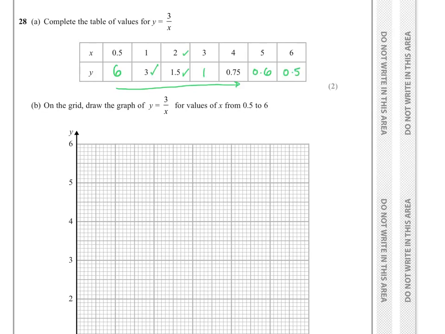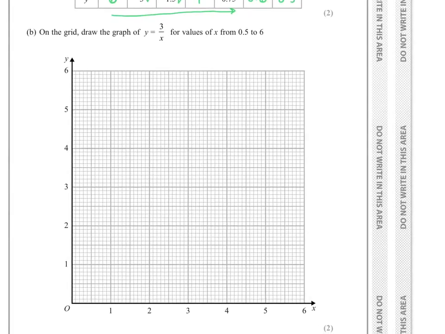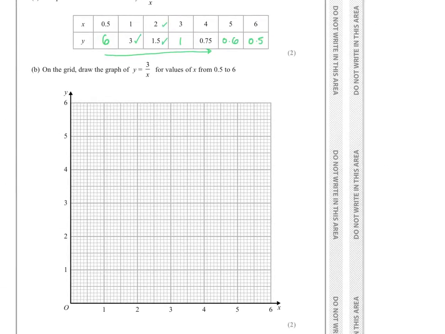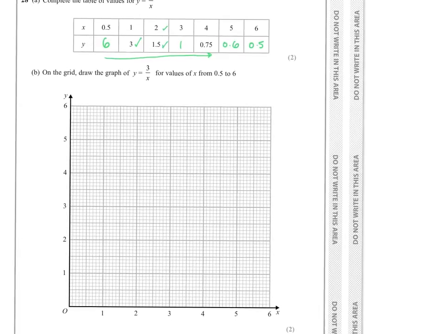Now on the grid, we've got to draw the graph of that function, y equals 3 over x, for values of x from 0.5 to 6. So let's have a look if we can do that. So we've got to be very careful that we plot things correctly. So if x is 0.5, then we've got 6.